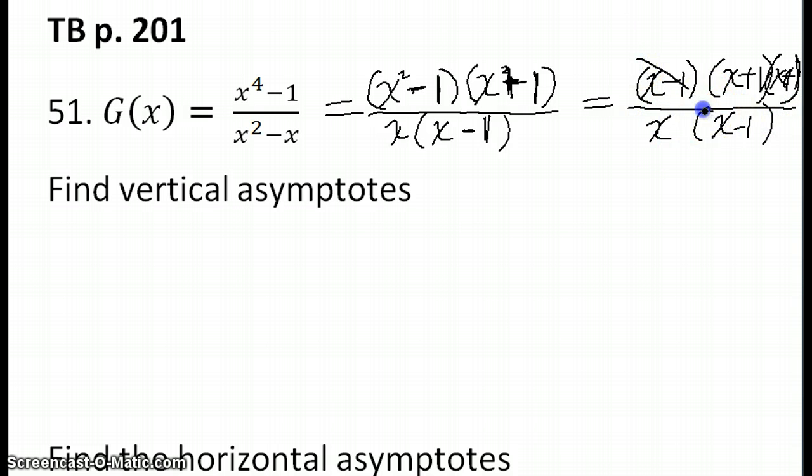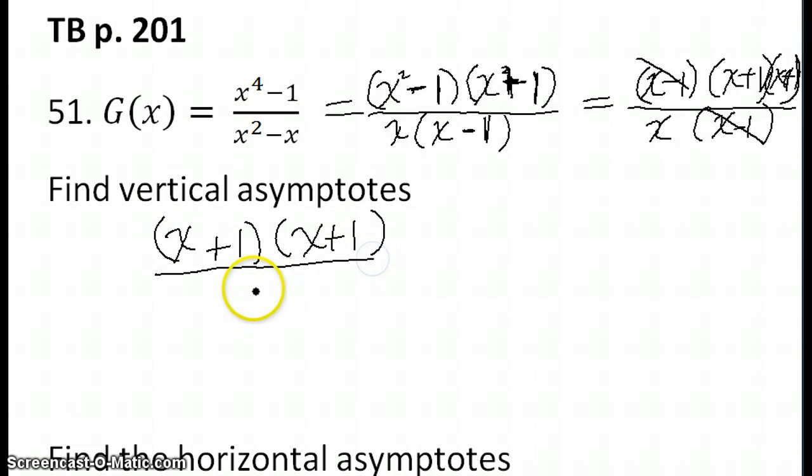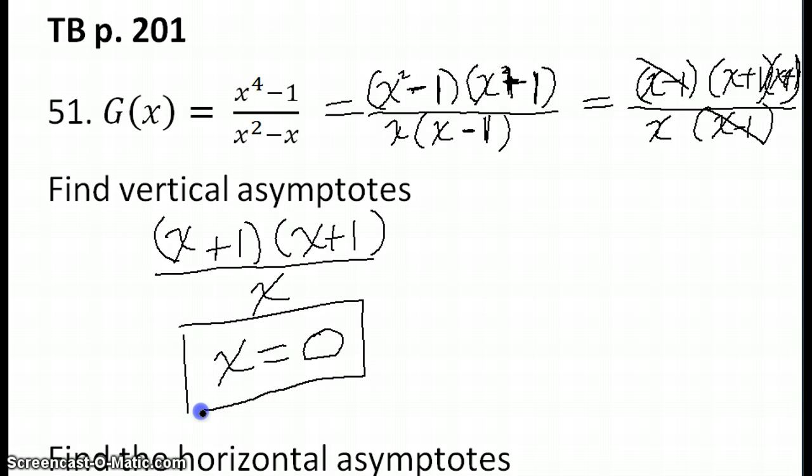So again, we have something that cancels just like in the last problem. So my factored function here is x plus 1 times x plus 1 all over x. And the only thing that matters here actually is this x, because remember, to find the vertical asymptotes, you just have to set that denominator equal to 0. So the vertical asymptote for this problem is x equals 0.